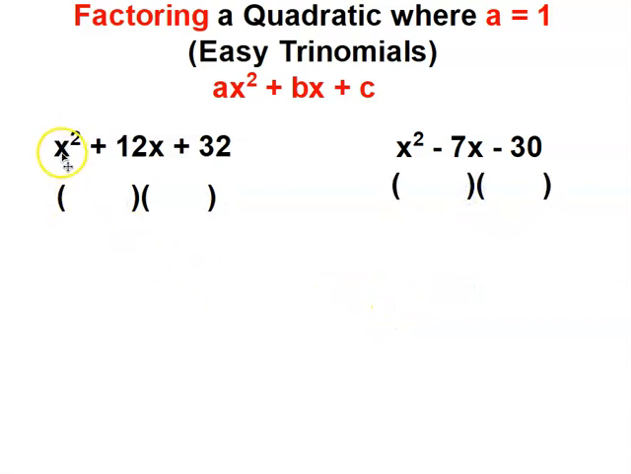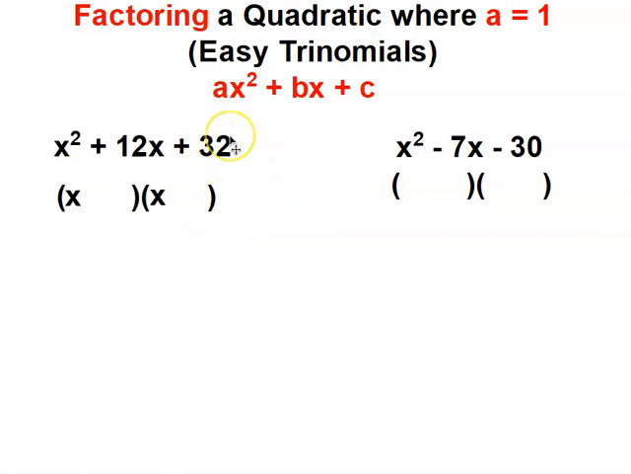You know when there is no number in front of this x squared, it's an understood 1. So in order to FOIL, to multiply these two first terms to get this x squared, you would have to have an x in the front of both parentheses. Also, something you want to notice is both signs in this problem are plus. When both signs are plus, that means both signs in the answer will also be plus.